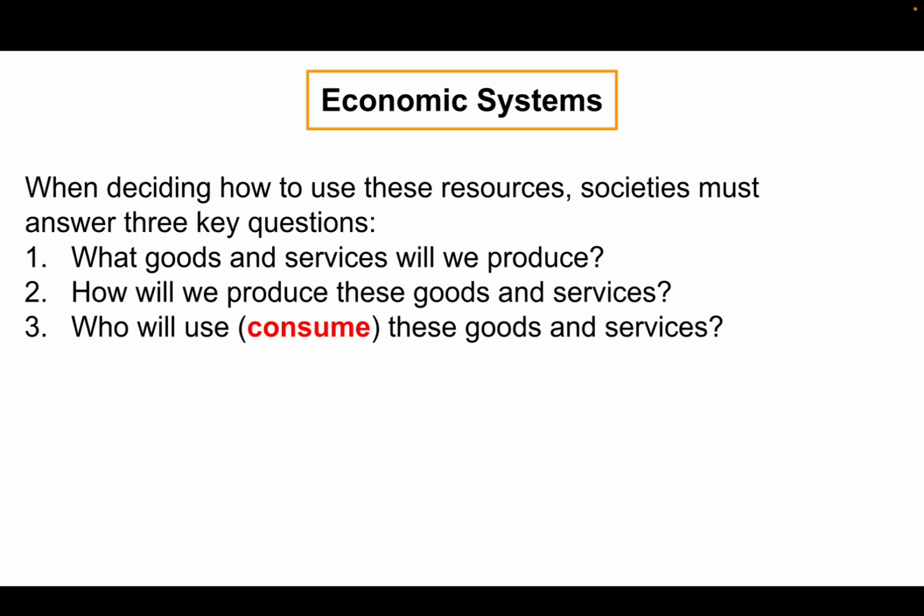When deciding how to use resources, societies have to answer three key questions. The first one is, what goods and services are we going to produce? We can't make everything. Scarcity is a thing. So, what goods and services are we going to produce? Are we going to do fruit? Are we going to do Diet Pepsi? Are we going to do pins? Are we going to do paper?